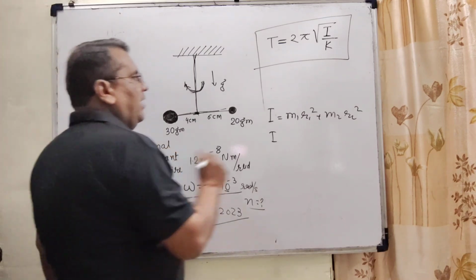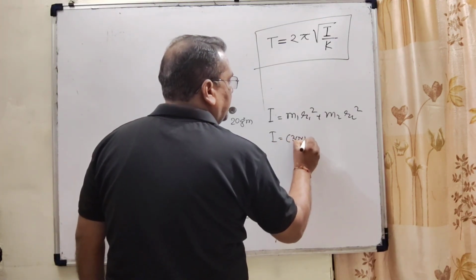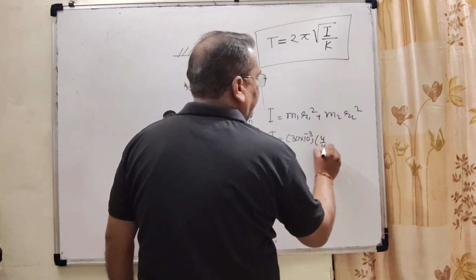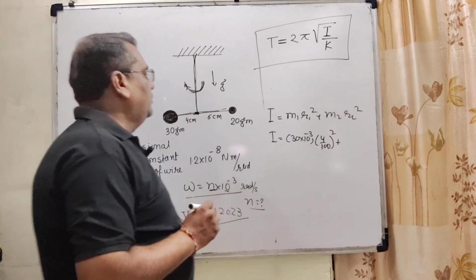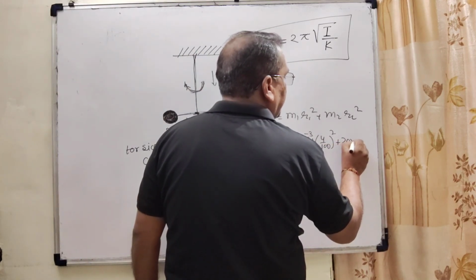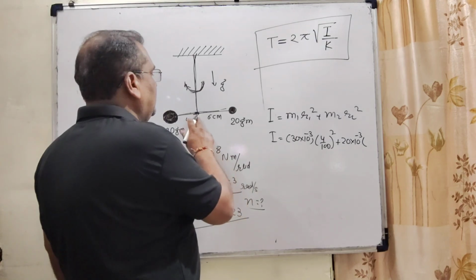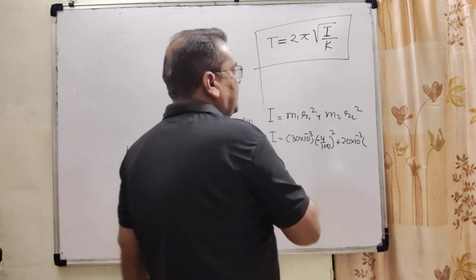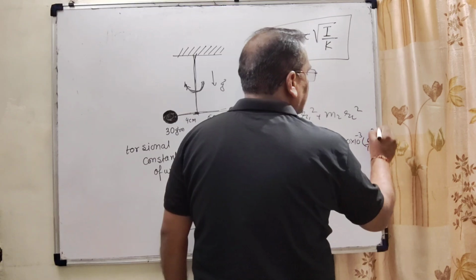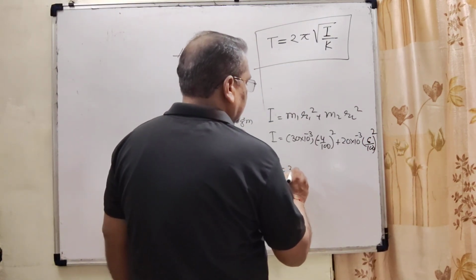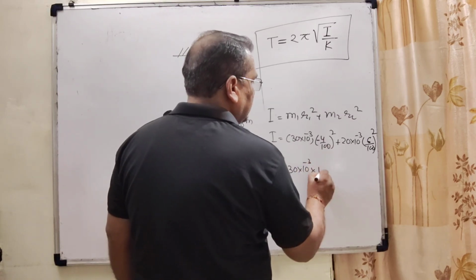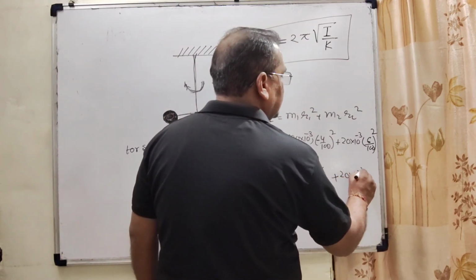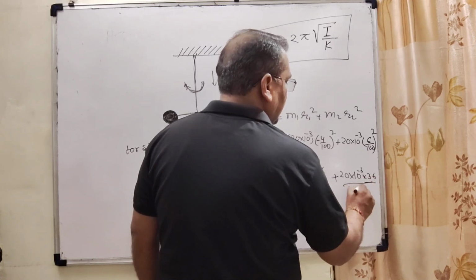Here the mass is 30 gram, so convert into kilogram by multiplying by 10^-3, and the distance is 4 centimeter, that is 4/100, squared. Now m2 is 20 gram, 20 × 10^-3, and its distance from the center is taken as -4/100, but after squaring it becomes positive. Then 6 centimeter, 6/100, squared. So I = 30 × 10^-3 × 16 × 10^-4 + 20 × 10^-3 × 36 × 10^-4.